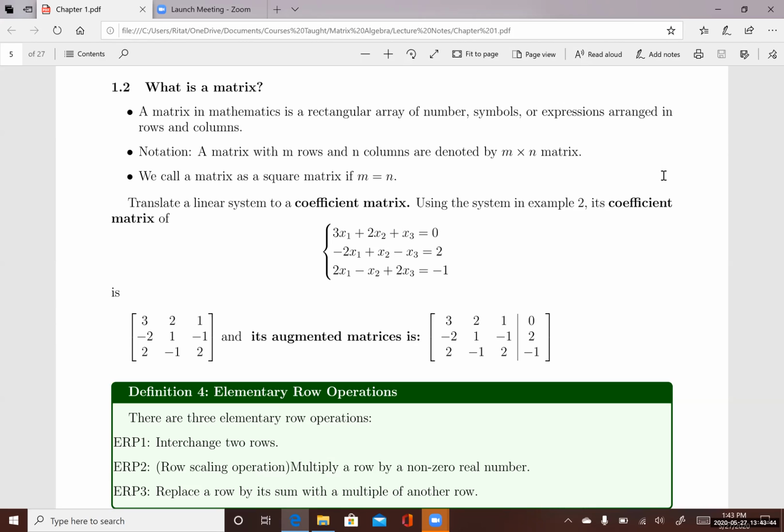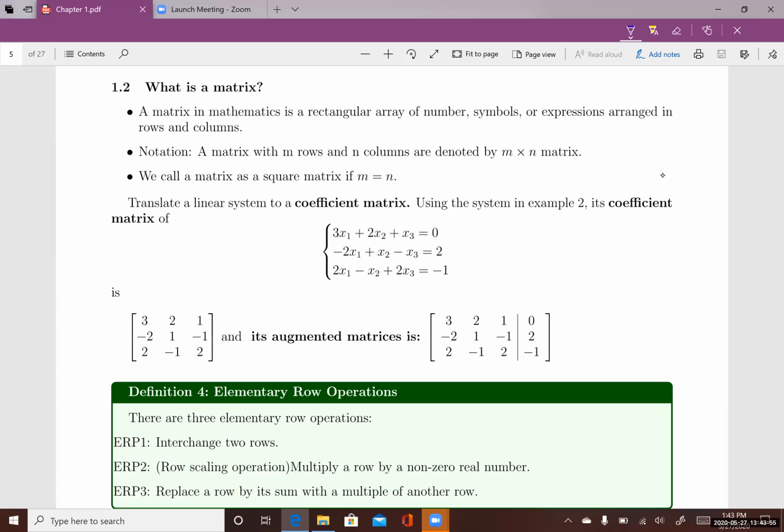So first, what is a matrix? In mathematics, a matrix is an array, right? A rectangular array of numbers, symbols, or expressions arranged in rows and columns. A matrix with m rows and n columns is denoted as an m by n matrix. For example, a matrix A is 2 by 3. That means matrix A has 2 rows and 3 columns.